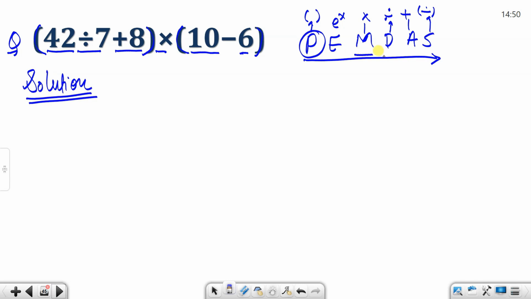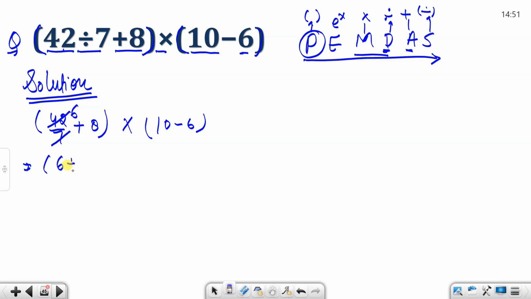According to priority, first we will solve multiplication and division, then addition. Here, 42 divided by 7 plus 8, bracket closed, multiplied by 10 minus 6. Now, let's solve it. 42 divided by 7 is 6. Now, 6 plus 8 multiplied by 10 minus 6.